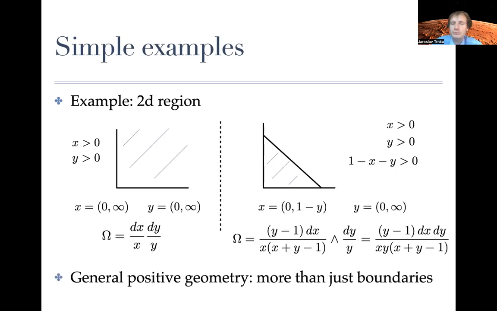We can go to 2 dimensions. For example, if we have a positive quadrant, x and y go from 0 to infinity, and the form is just dx over x, dy over y. Again, very simple. But we can have something like a triangle in the positive quadrant. Then we would have to first define the triangle using these inequalities. x and y are both positive, plus this extra condition must be positive. And from that, we can write, again, the differential form, which has these logarithmic singularities on all boundaries. And now it's a 2-dimensional thing.